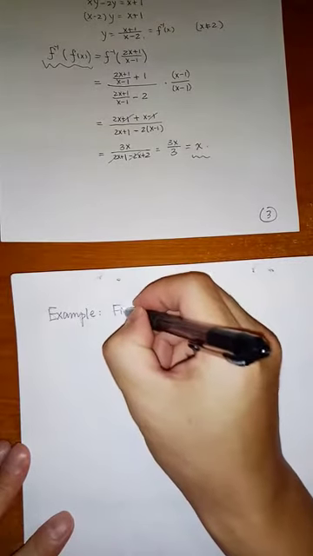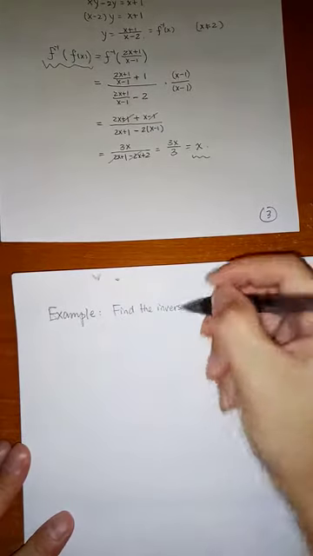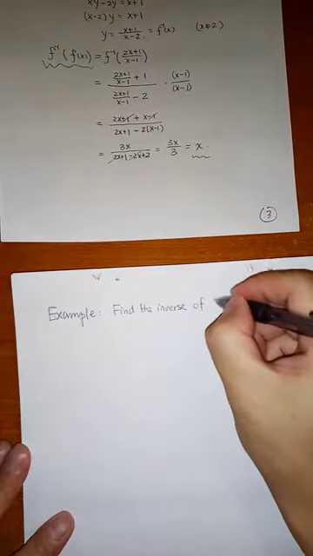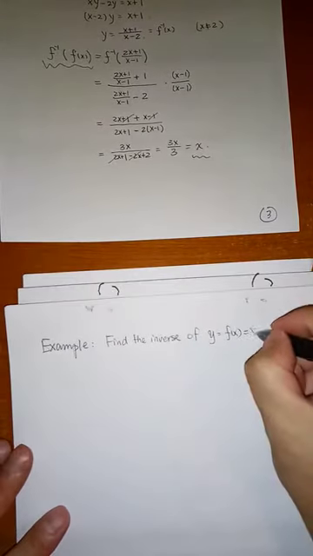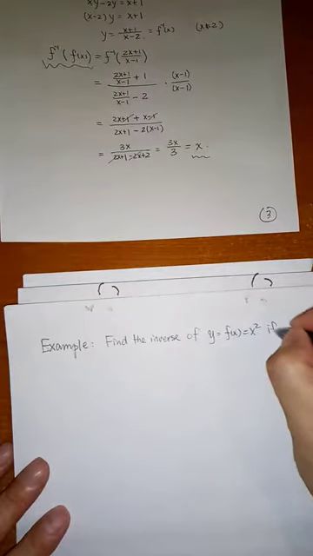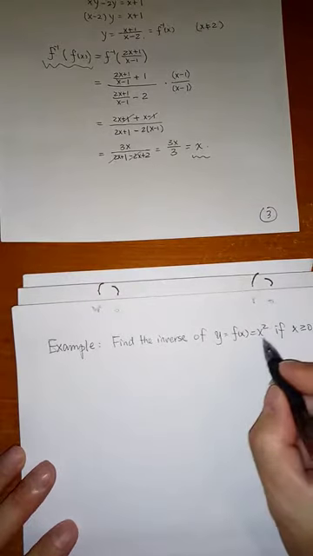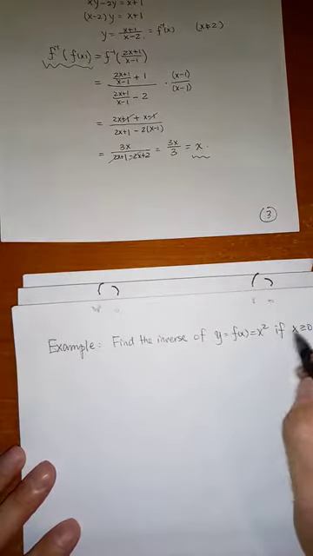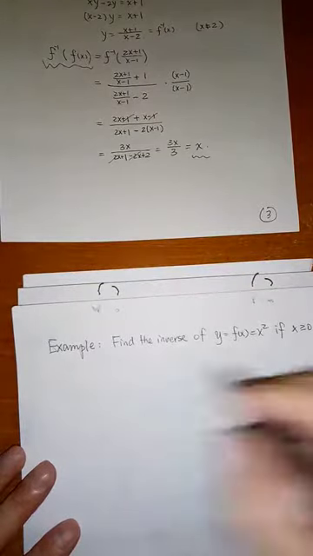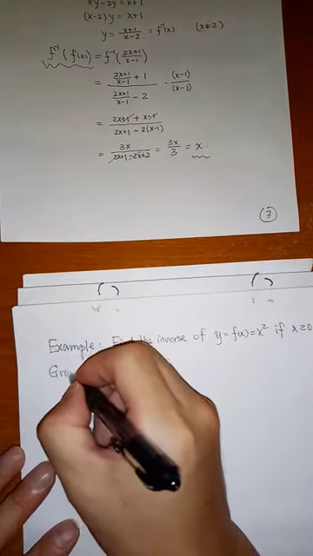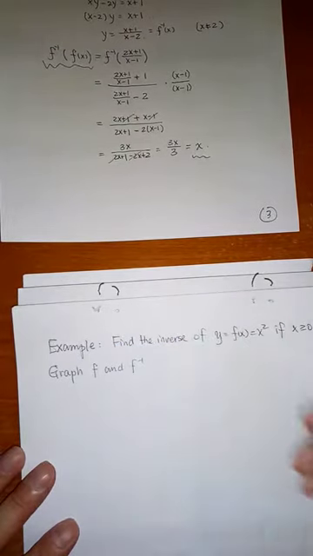Find the inverse of y equal to f(x) equal to x squared if x is greater than or equal to 0. With this condition, this function is 1-to-1. The x squared function is 1-to-1 only with x greater than or equal to 0. Without it, it's not 1-to-1 and does not have an inverse. And graph f and f inverse. Okay.